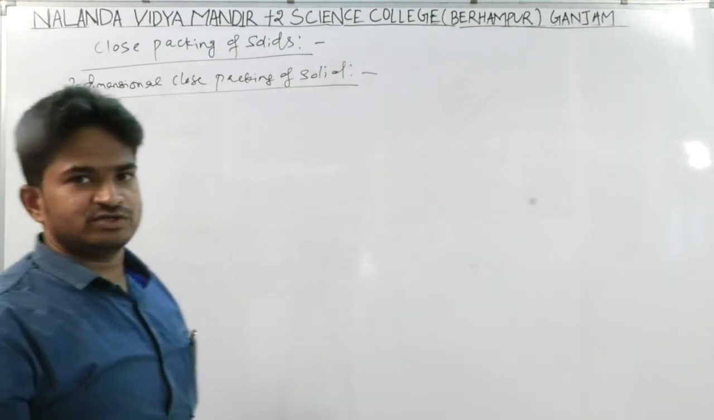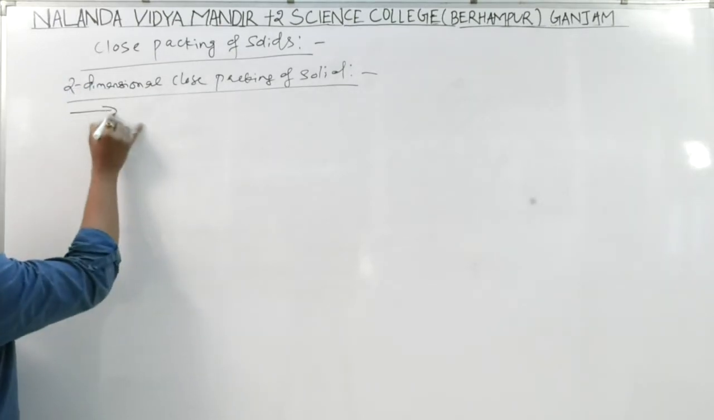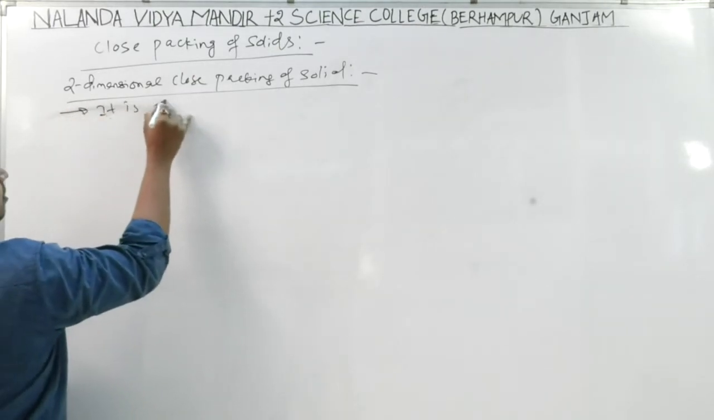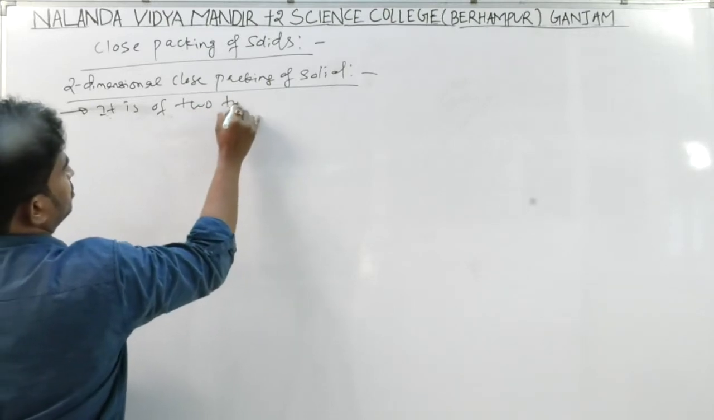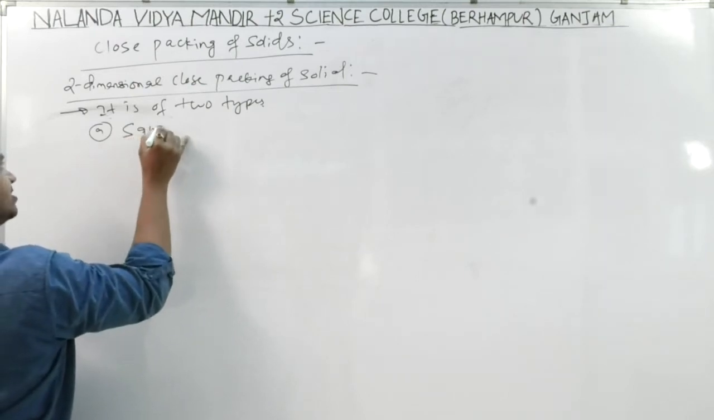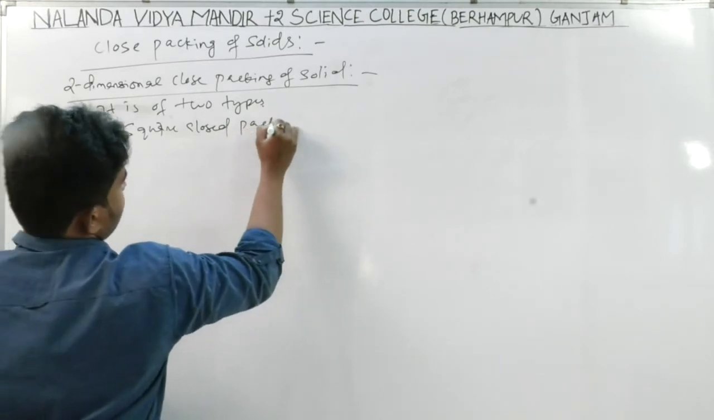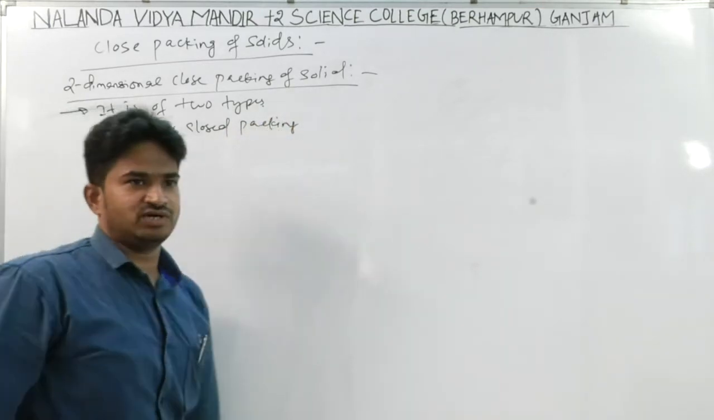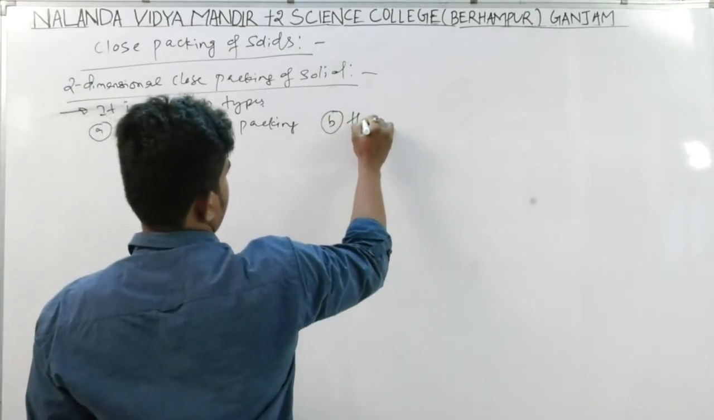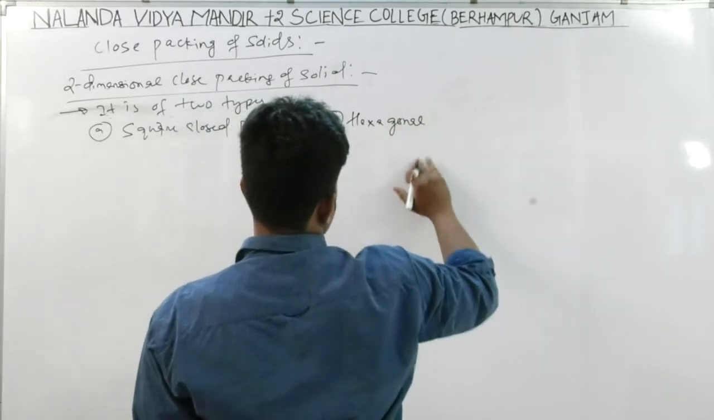In two-dimensional closed packing of solids, it is categorized into two types. First one, that is square closed packing. And second one, that is hexagonal closed packing.